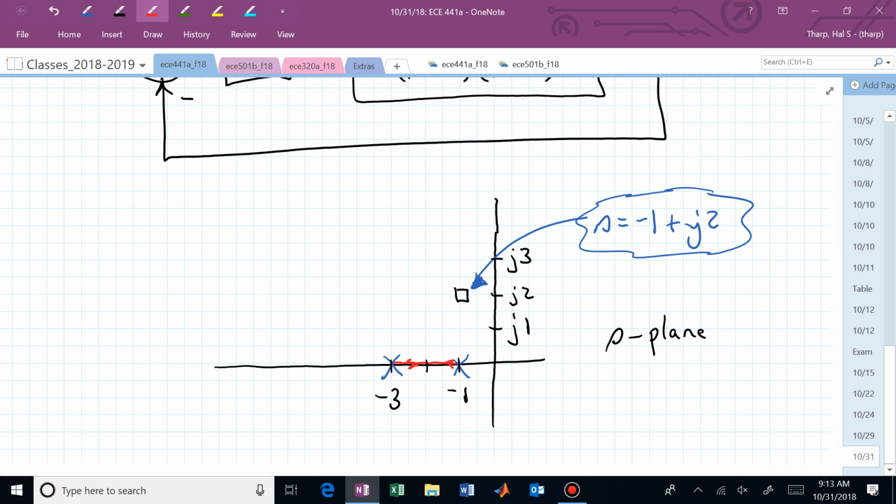Do they just stop? Are we finished? Is that the root locus? What's rule number 3 tell us? That tells us the asymptotic behavior as k gets bigger.